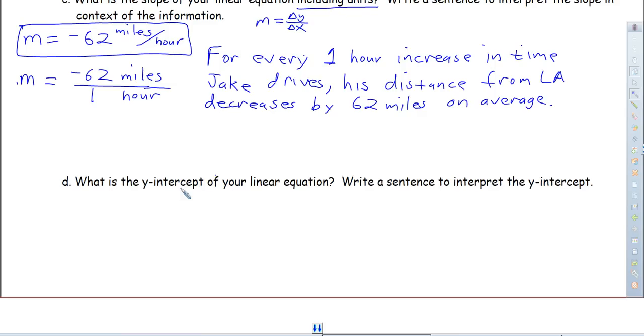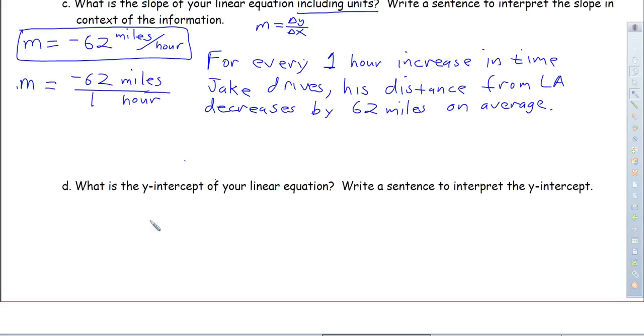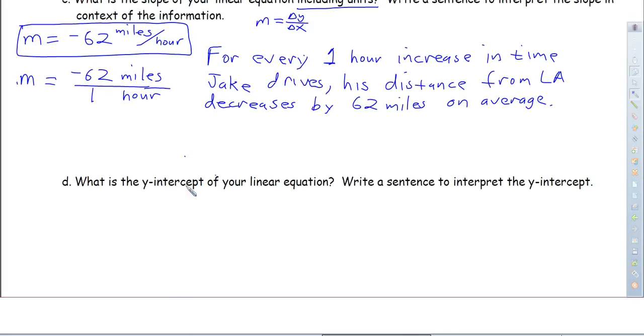Let's move on to part D. Part D asks you, what is the y-intercept of your linear equation? Write a sentence to interpret the y-intercept. So this is our equation. We got our slope right here, our negative 62 miles per hour, which means that this would be our y-intercept. When we're writing the y-intercept, it's helpful to actually write it as a coordinate. So how do we write the coordinate? The y-intercept, the number is 358. So this would be 0 for the x, 358 for the y.